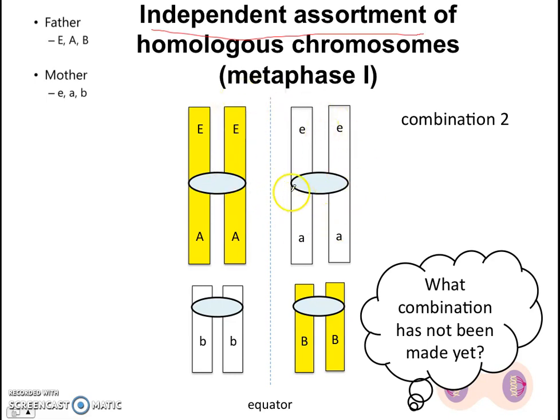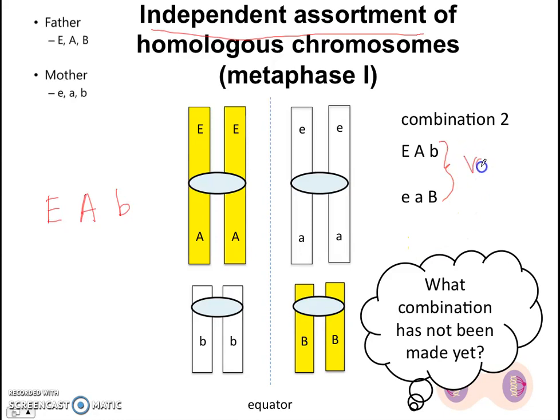So this pair can decide that father's on this side, mother's on this side, but this pair can decide that father's on this side and mother's on this side. So with this, I can end up with a different combination of alleles. Because now, on this side, I will end up producing sperm with big E, big A, and small b together. And I also end up producing sperm with small e, small a, and big B together. And this combination of alleles is different from what my father and mother gave me.